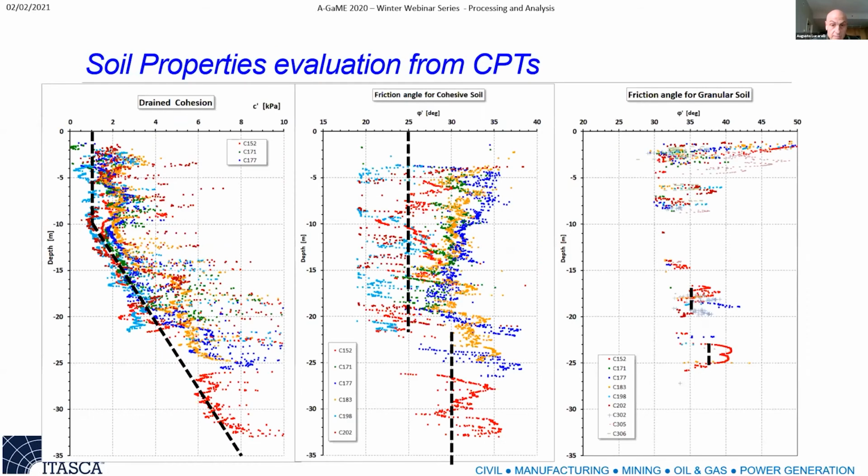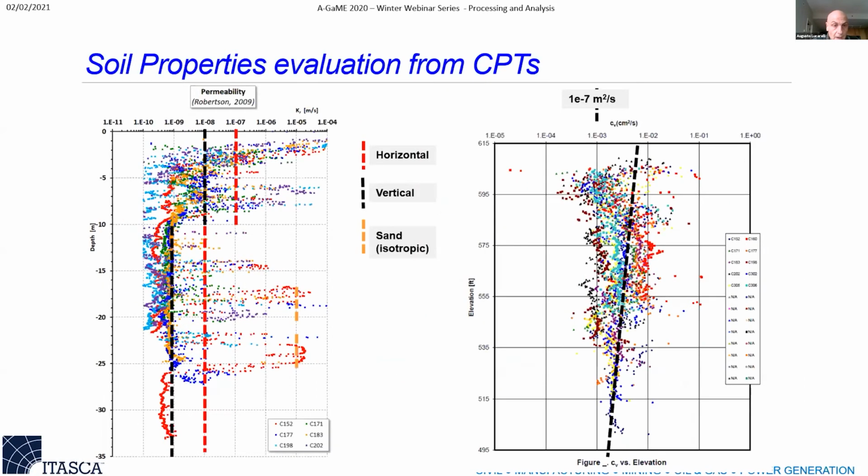Strength, of course, there will be variability, so you have to get used to it. And this is an example of effective strength evaluation. You can also estimate permeability and coefficient of consolidation.